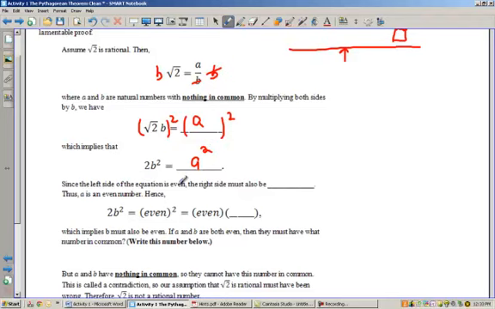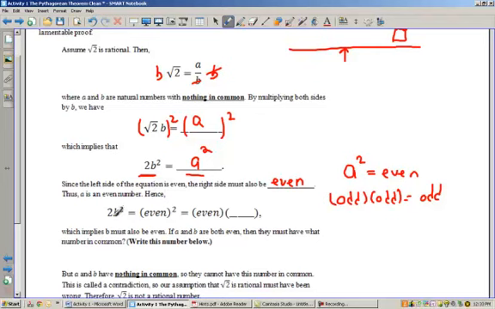Now, since the left side of the equation is even, we know the right side must also be. If this is even, then a squared must also be even. Thus, a is an even number. Notice this: if a squared is equal to an even, you have two choices for a. It's either even or odd. But if you take an odd number and you square it, an odd times an odd is always an odd. So I know now that a must be even. If a squared is even, a must be even.